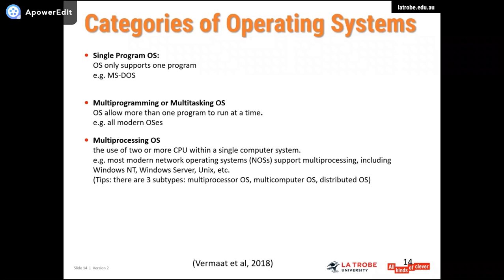The last is called the multi-processing OS. This type of OS allows the use of 2 or more CPUs within one single computer system. I would say most modern operating systems, like Windows 10 or most server OS, are multi-processing OS. And this multi-processing OS can be further divided into 3 subtypes. First is called the multi-processor OS. It means that this OS supports multiple CPUs in one system.